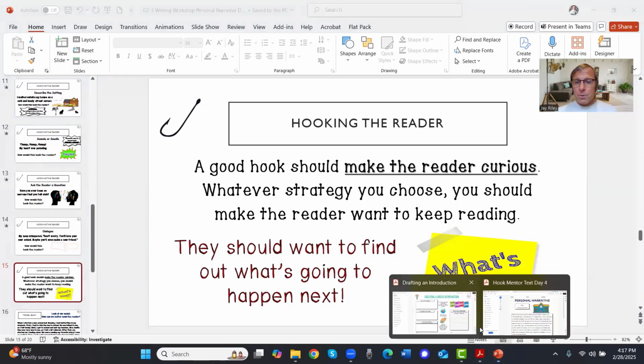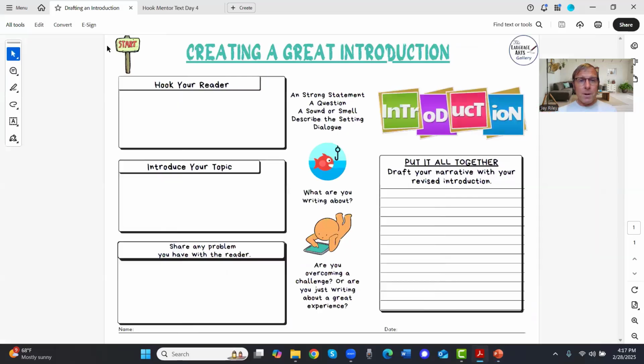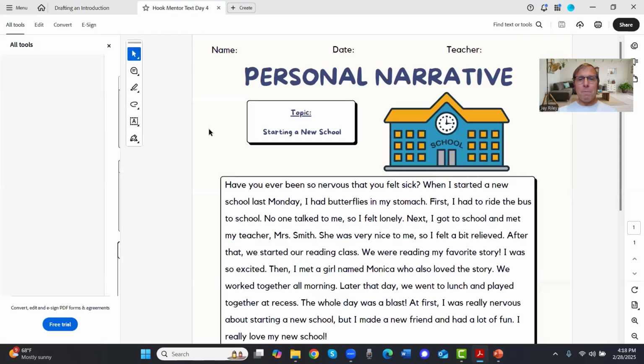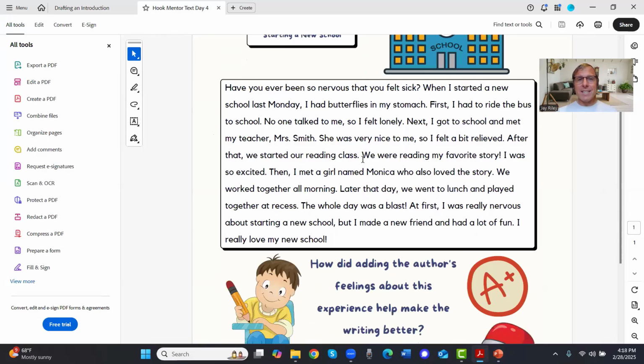So this resource also comes with a graphic organizer to help our students write a great introduction. We've got our hook, our topic, and if we're writing about a problem, they've got that there. And we also see our mentor text with that engaging first sentence.